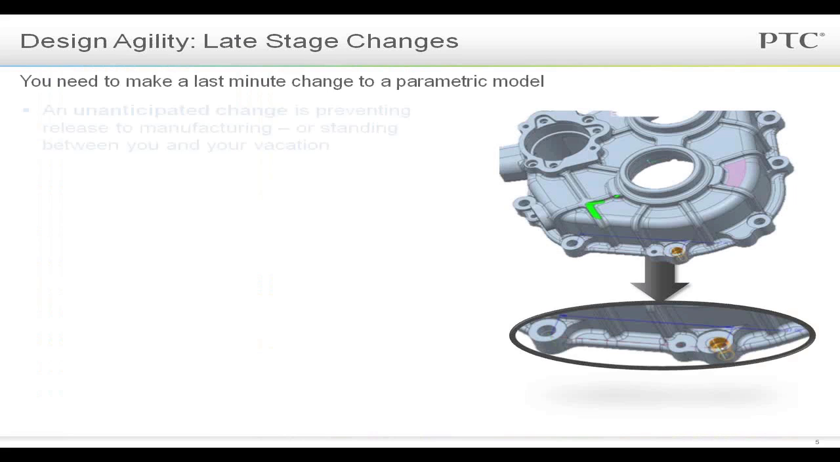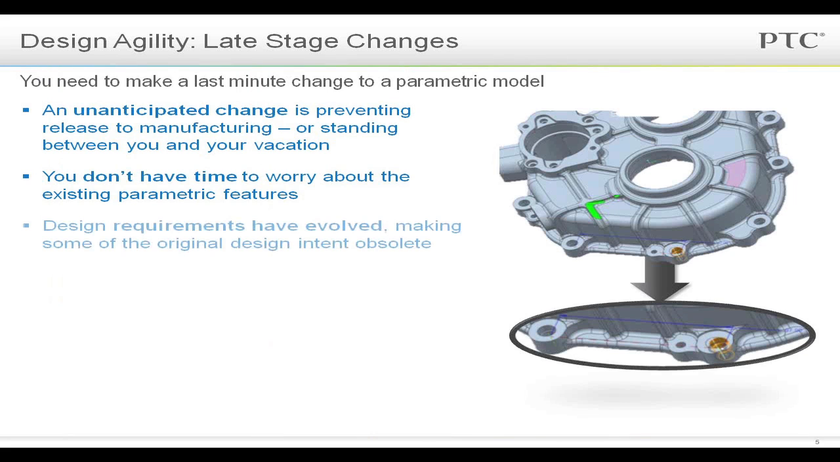So first of all, late stage design changes. What does that actually mean? What's the impact? So first of all, I need to make a last-minute change to a parametric model. I haven't necessarily anticipated this, but typically that's going to be difficult for me to do because when I make that change, I'll have impact all across the model. I don't necessarily have time to worry about how that parametric model was built, or indeed the requirements have evolved, which means that that design intent has changed from when I first started to build that model.